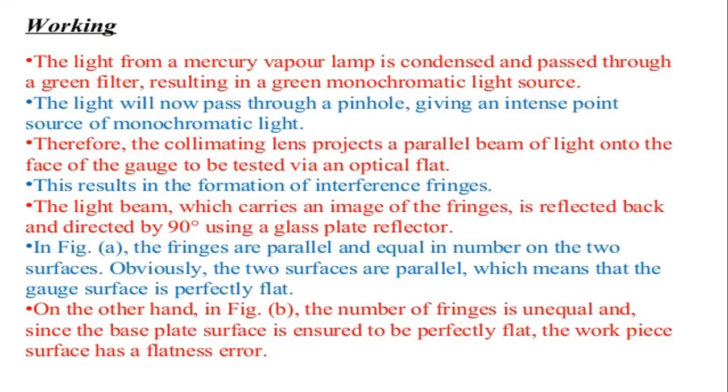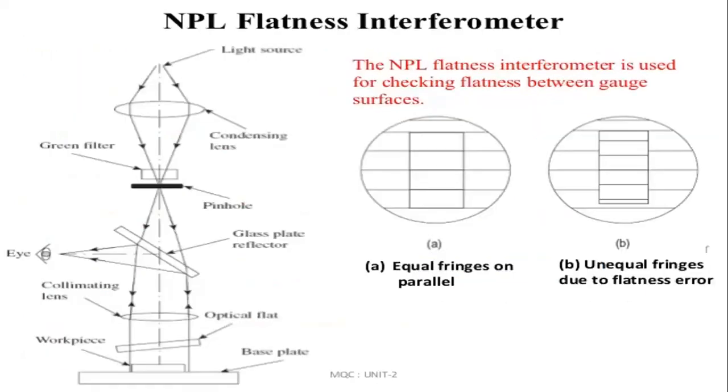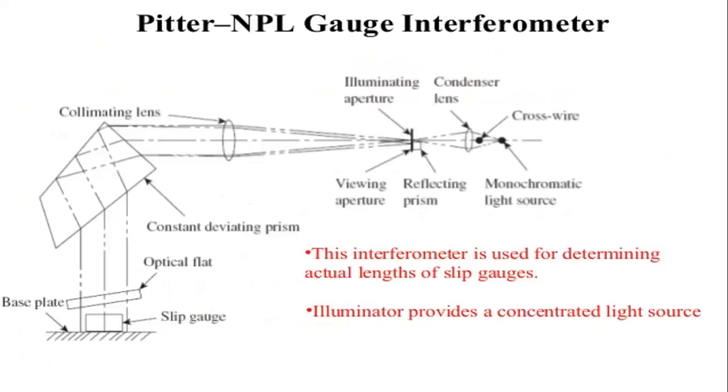So this is the working of the NPL Flatness Informator. And next we are going to see the NPL Gauge Informator, that is also known as Peter NPL Gauge Informator. So Peter is the scientist here. So it also contains NPL. It is National Physical Laboratory.